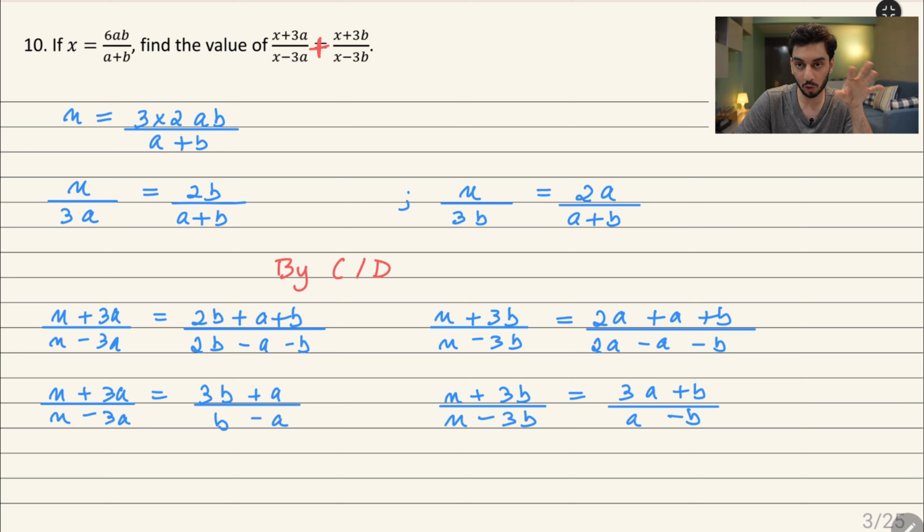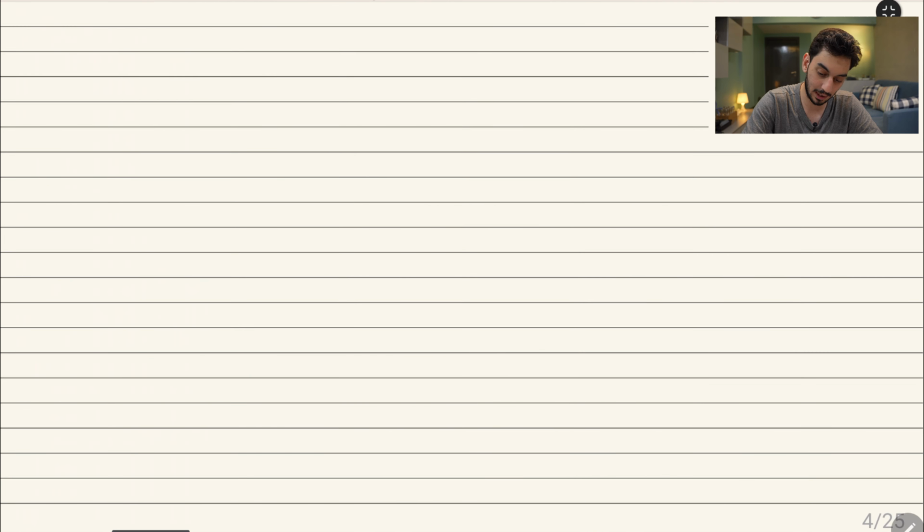Now if you look very closely over here, you got x plus 3a upon x minus 3a, which is this thing, and you also got x plus 3b upon x minus 3b, which is this thing. We basically need to add both of these things. What do I need to add? I need to add this and this. So let us take it to the other page. So this is 3b plus a upon b minus a.